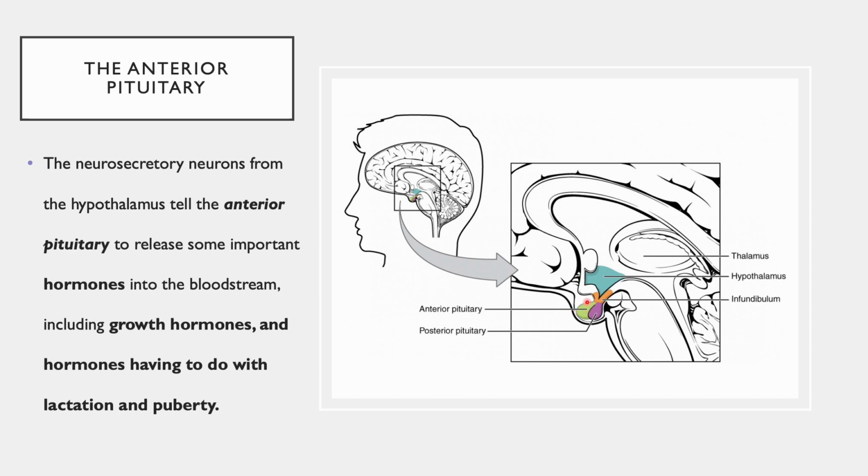Interestingly, the anterior pituitary is actually a gland itself, and it's not a brain structure, whereas the posterior pituitary is still part of the brain. But we need this connection between the hypothalamus and the synapsing of cells in the hypothalamus onto cells in the anterior pituitary in order to release important hormones into the bloodstream. That's why a tumor in this area could be very detrimental to your health. And we're going to talk about that later on when we get to chapter 15.